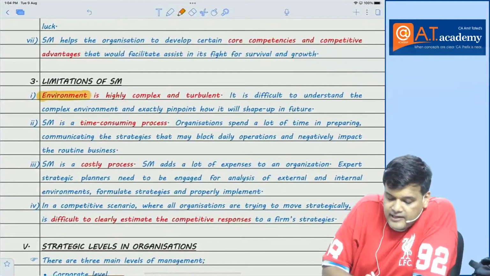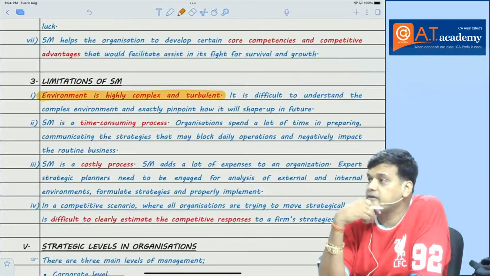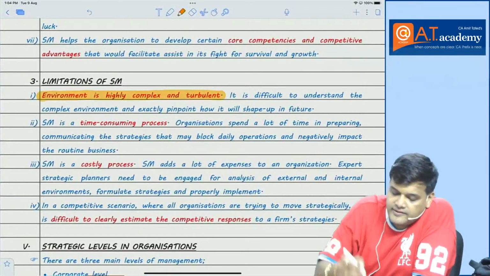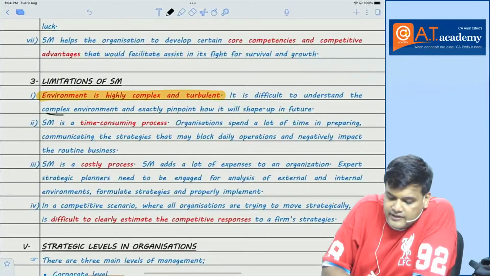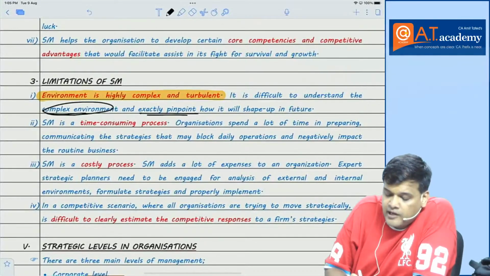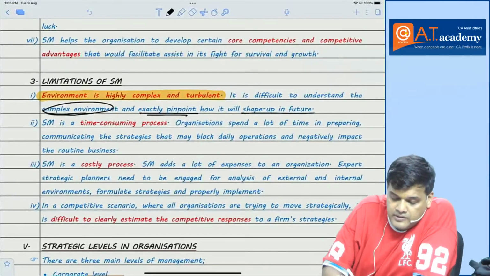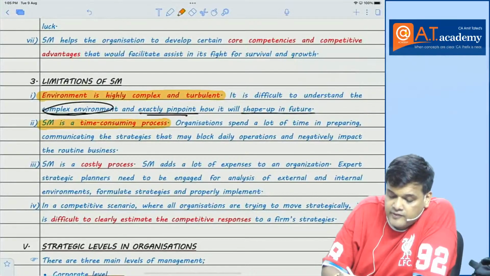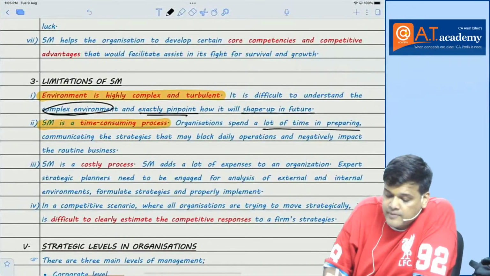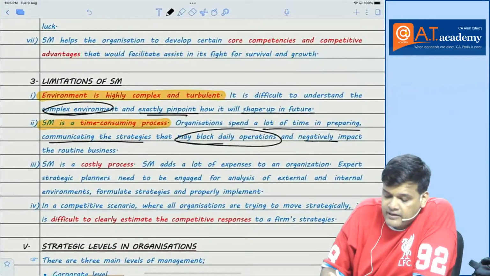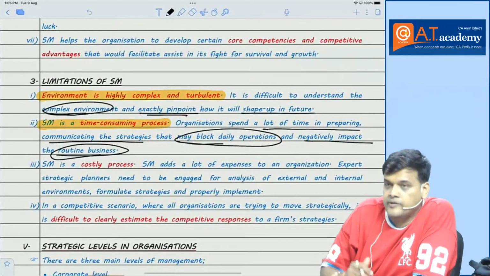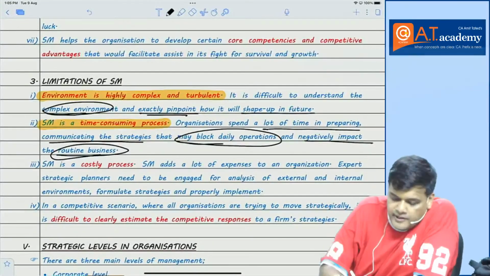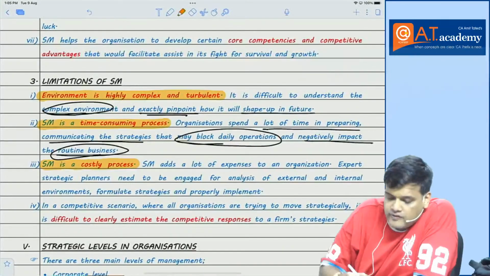Okay, environment is highly complex and turbulent. What is the meaning of turbulent, beta? Fluctuating. Okay, turbulent, fluctuating, changing. It is difficult to understand a complex environment and exactly pinpoint how it will shape up in future. SM is a time consuming process. Organizations spend a lot of time in preparing and communicating strategies that may block daily operations and negatively impact the routine result. Next point, SM is a costly process.